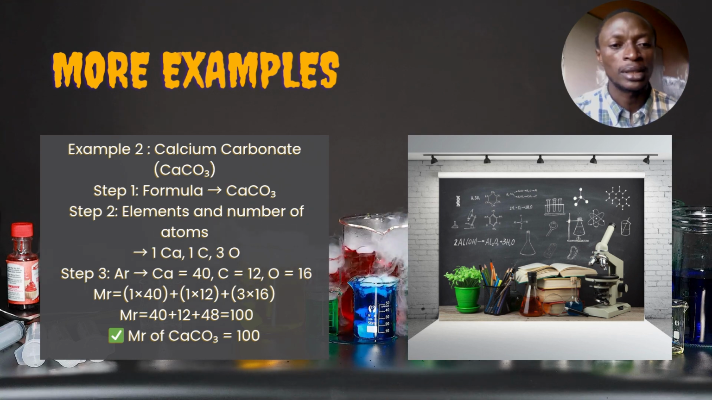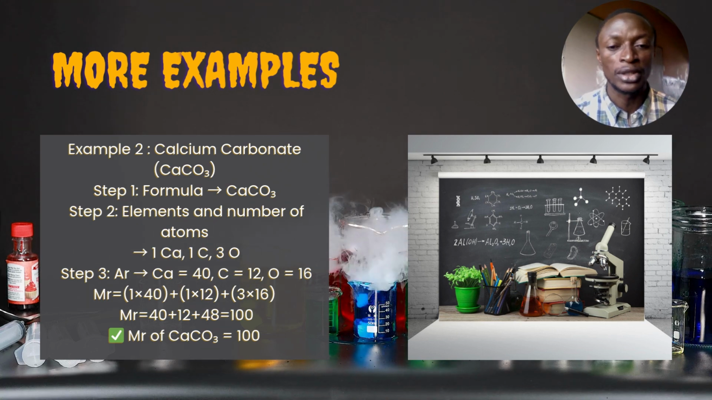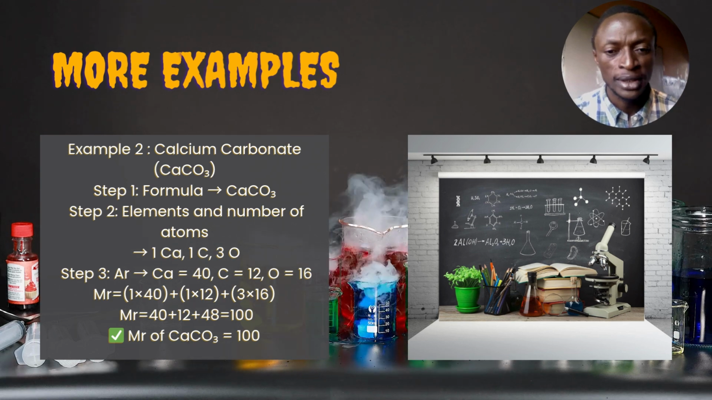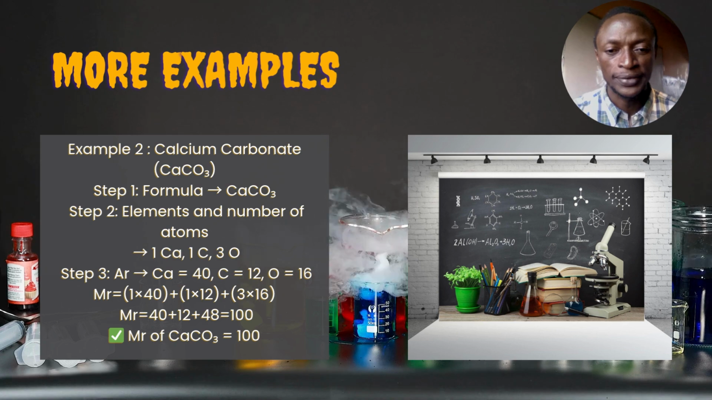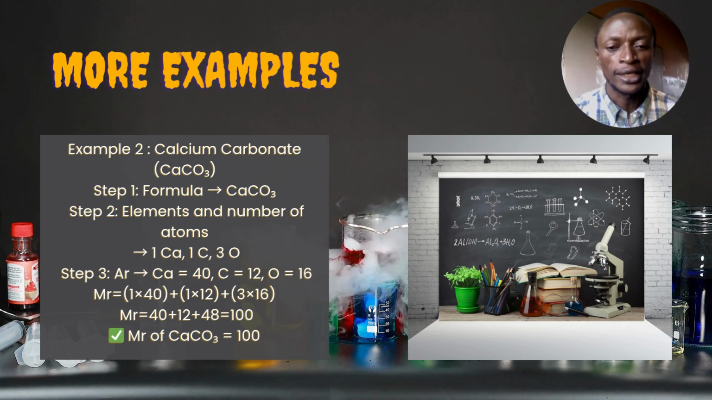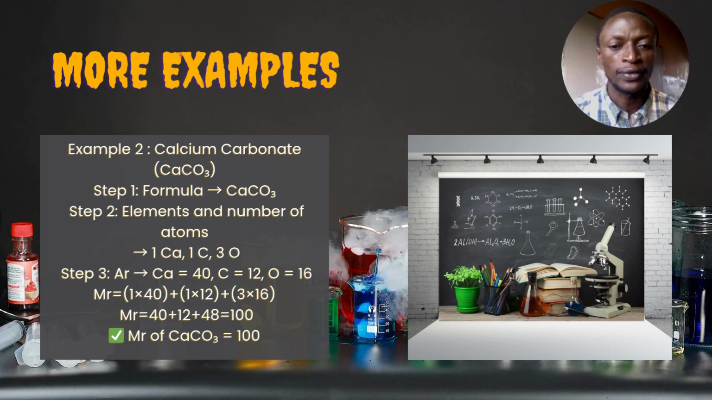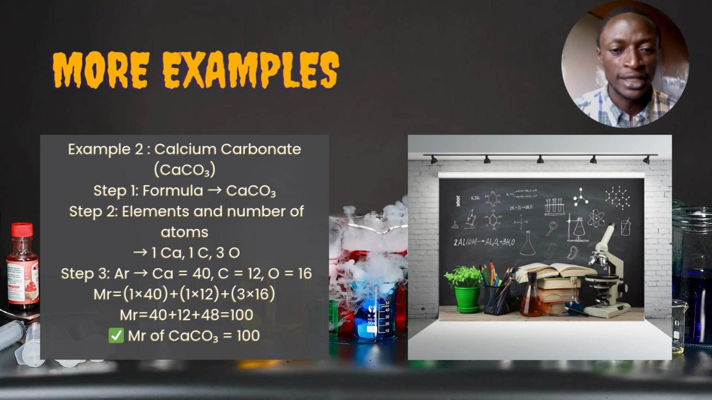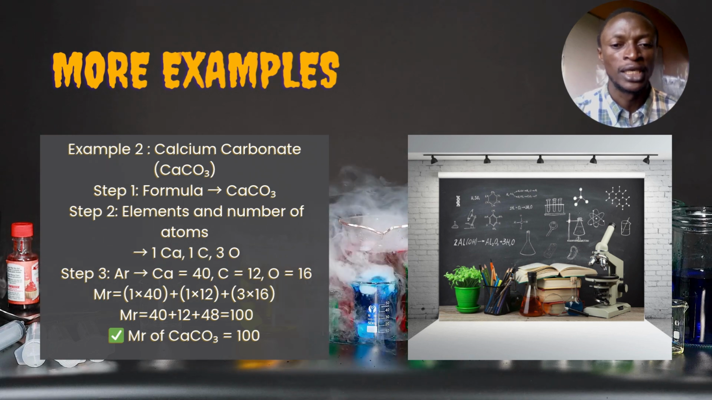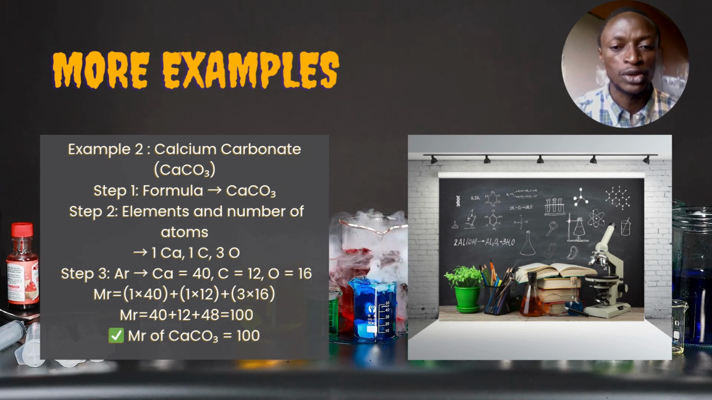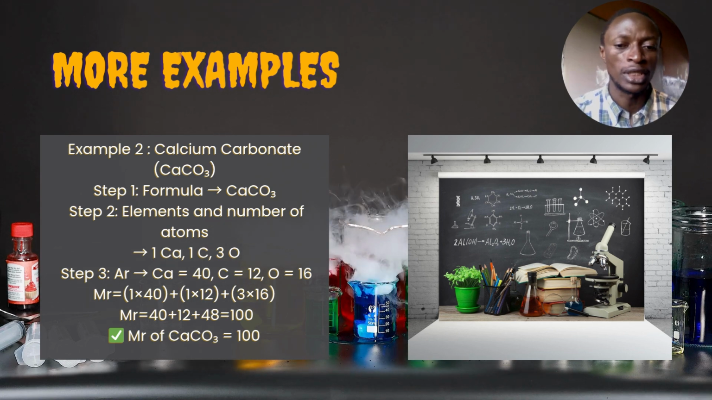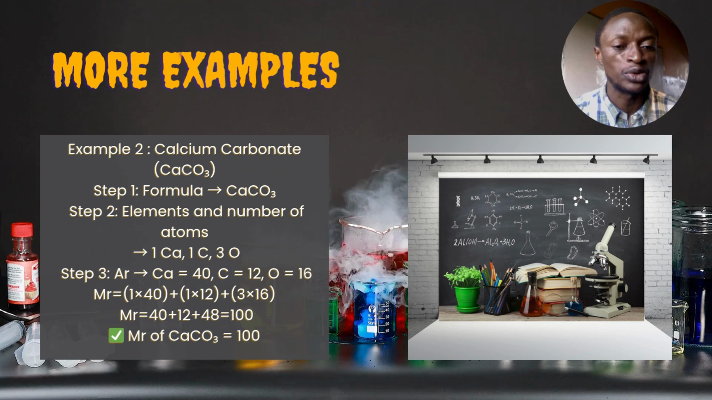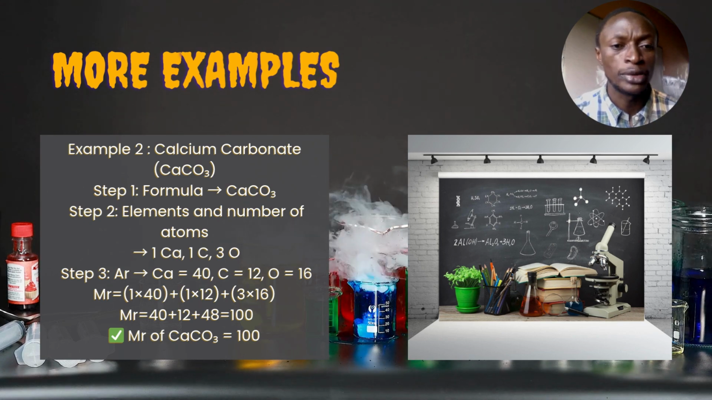Okay, now the Ar for these elements: for calcium we have 40, for carbon it's 12, and for oxygen it's 16. So following our formula we have 1 times 40 for calcium, 1 times 12 for carbon, and 3 times 16 for oxygen. By the time you add up all of this together, you have 100. Therefore, the relative molecular mass for calcium carbonate is equal to 100. I hope you got that right.